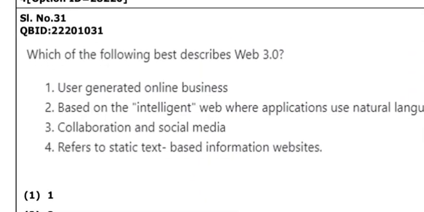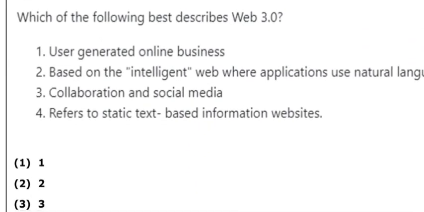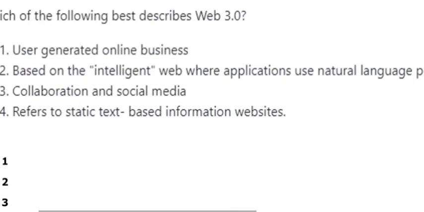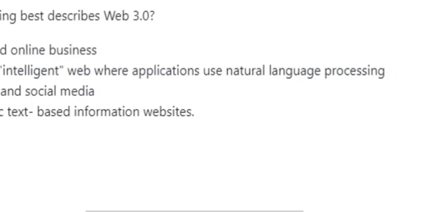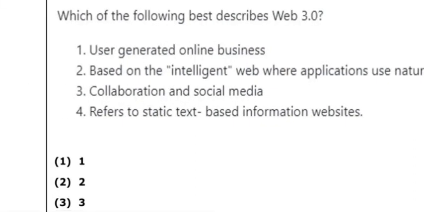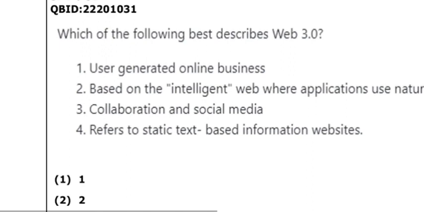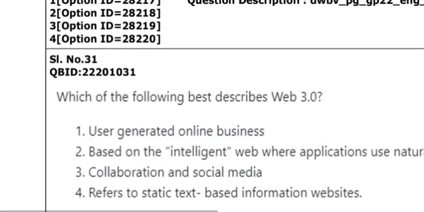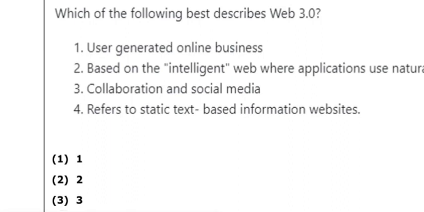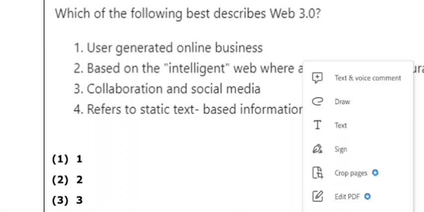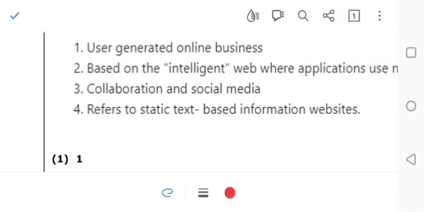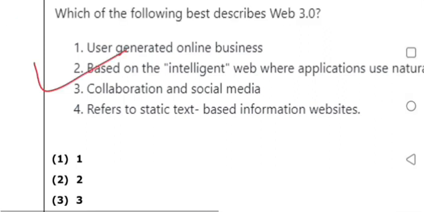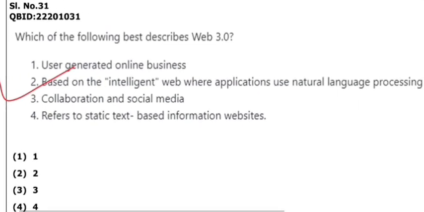31. Which of the following best describes Web 3.0? User generated online business, based on the intelligent web where applications use natural language processing, the collaboration and social media, reference to static text based information website. Number 31 will be number B, based on intelligent web where applications use natural language processing.